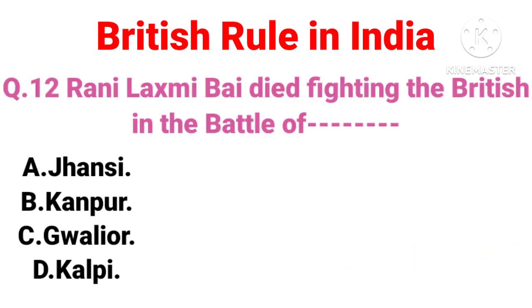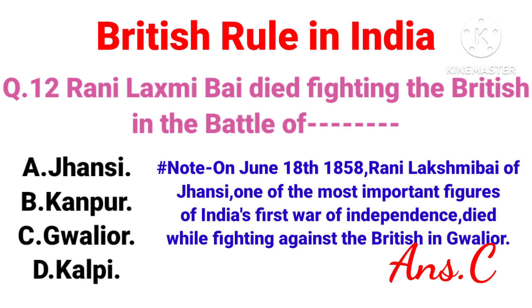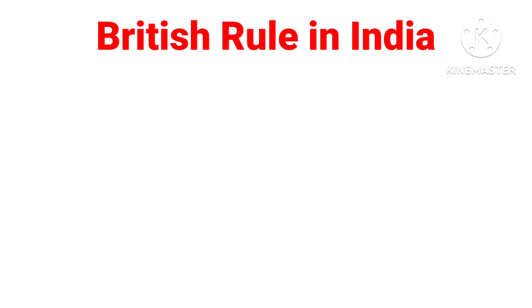Question number 12. Rani Lakshmibai died fighting the British in the Battle of option A Jhansi, option B Kanpur, option C Gwalior, and option D Kalpi. So the correct answer is option C Gwalior. On June 18, 1858, Rani Lakshmibai of Jhansi, one of the most important figures of India's first war of independence, died while fighting against the British in Gwalior.